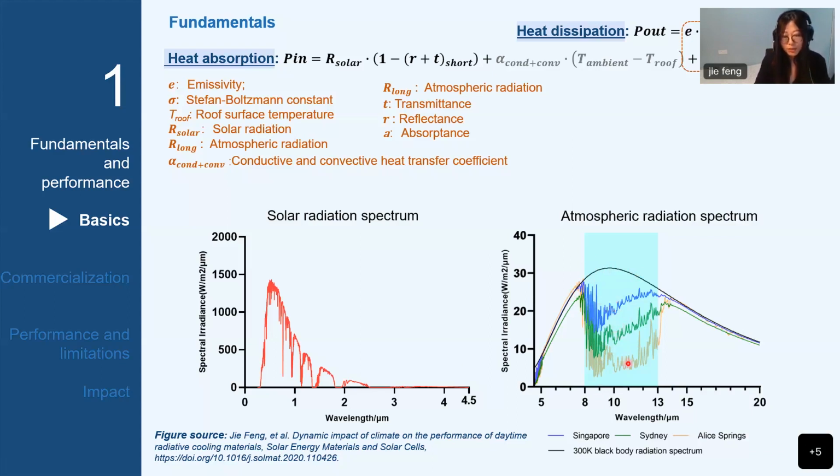Here we have the colored curves showing the ambient radiation for 3 cities, Singapore, Sydney, and Alice Springs. If you have a look at this picture, we can notice a large difference in the 8 to 13 microns between the incoming and outgoing radiation. This means that in 8 to 13 microns, outgoing heat, this black line, outweighs the incoming part. And the greater the emissivity or the absorptance, the greater the net heat dissipation. That is why 8 to 13 microns is also called the atmospheric window.